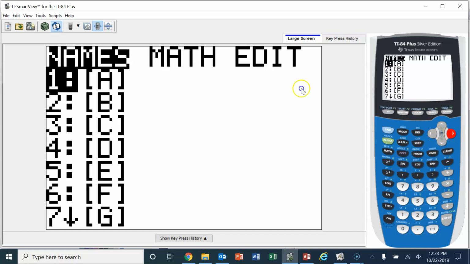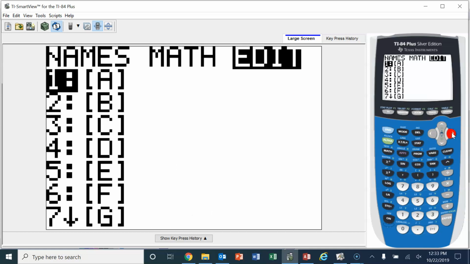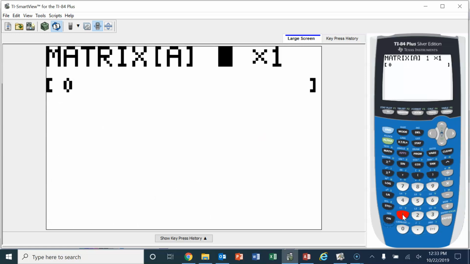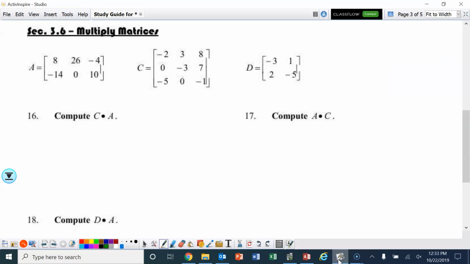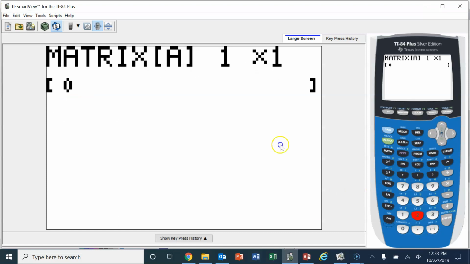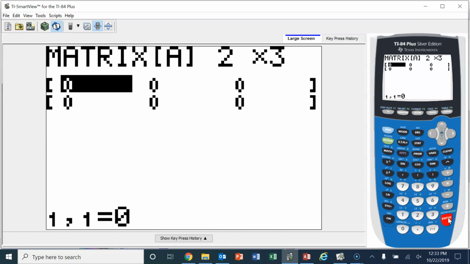You're going to need to right arrow over to edit, and we're going to start with matrix A, so we're going to pick number 1. Now, looking at A, this is a 2 by 3. So we're going to go ahead and set the dimensions on our calculator. We have to go 2, enter, 3, enter. Now we can type the numbers in for matrix A.